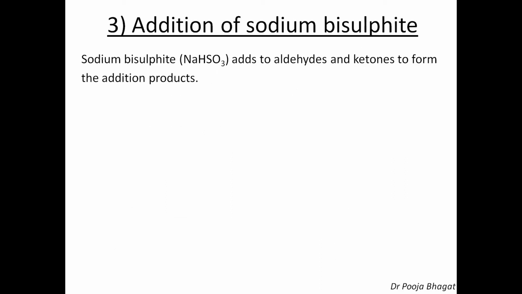Now third, addition of sodium bisulfite. Sodium bisulfite adds to aldehydes and ketones to form addition products. Simple, you can easily write it down. This is the carbonyl compound, Na positive, HSO3 negative. So here the nucleophile is this HSO3 negative. The nucleophile has formed a bond with the carbon, so the carbon has SO3H, and this is a single bond O with a negative charge, and Na positive will get attached to it.